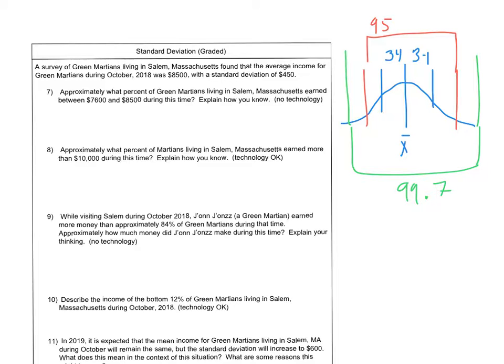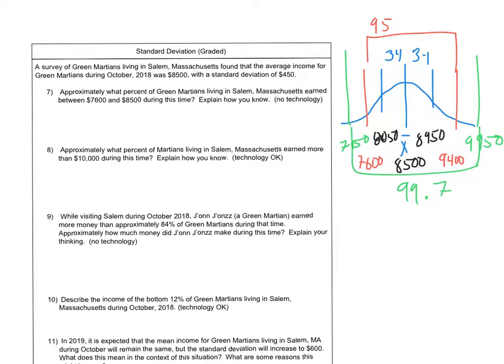So listing out these things. The mean here is going to be 8,500. Going up one and down one with a standard deviation of 450 is going to be 8950 and 8050. Going up one and down one more is going to be 9400. And down one more is going to be 7600. And then going down a third gets us to 7150. And up a third time is going to get us to 9950.